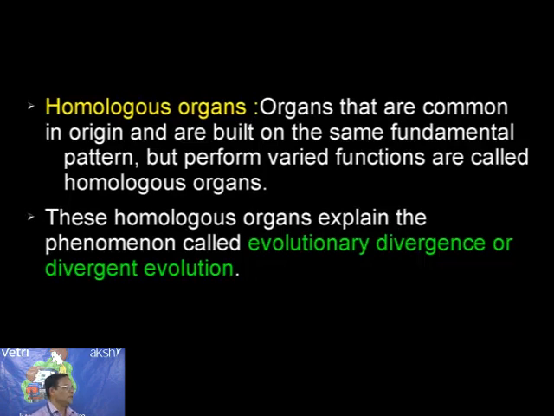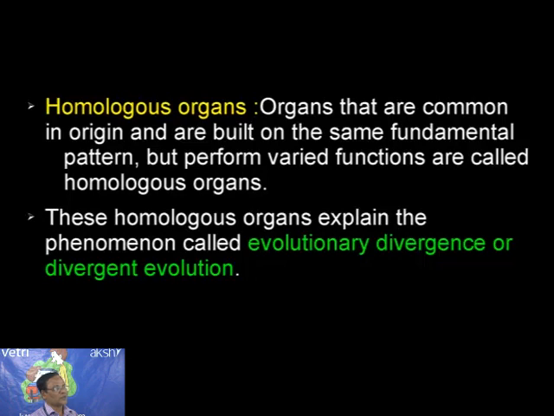We'll come to this later. That means from one type of organ, one type of fundamental structure, different structural changes happen, resulting in the formation of different structural organization for doing different functions. So anyway, from one central point, many deviations occur. This is what we can say is divergent evolution. Formation of different species from a single species is also called divergent evolution or evolutionary divergence.